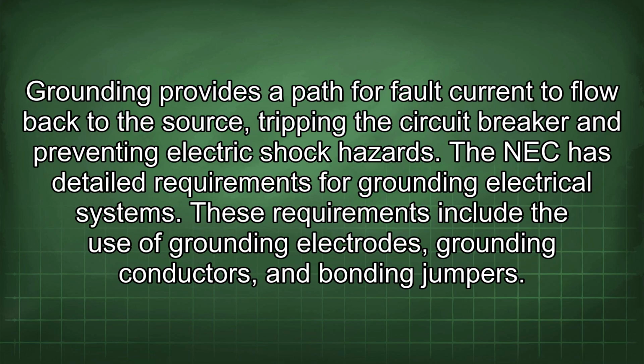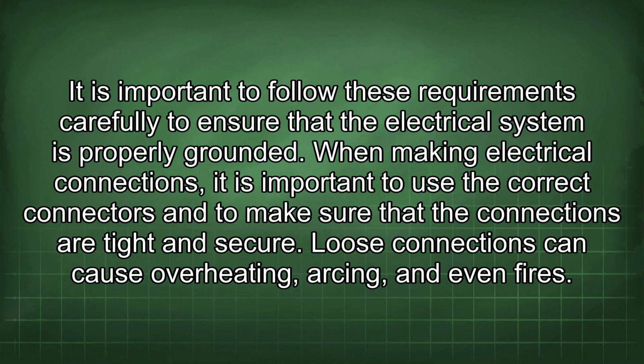Furthermore, proper grounding is essential for all electrical systems. Grounding provides a path for fault current to flow back to the source, tripping the circuit breaker and preventing electric shock hazards. The NEC has detailed requirements for grounding electrical systems. These requirements include the use of grounding electrodes, grounding conductors, and bonding jumpers. It is important to follow these requirements carefully to ensure that the electrical system is properly grounded.